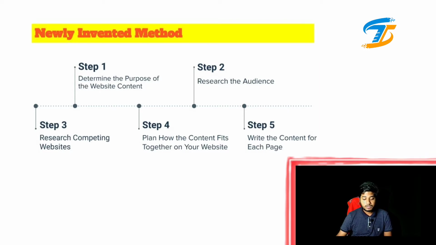First step is determine the purpose of the website content. Second step, research the audience. Third step, research competing websites. Fourth step, plan how the content fits together on your website. Step 5, write the content for each page.